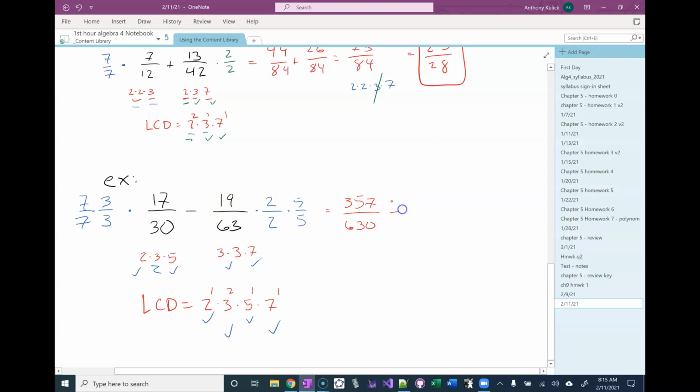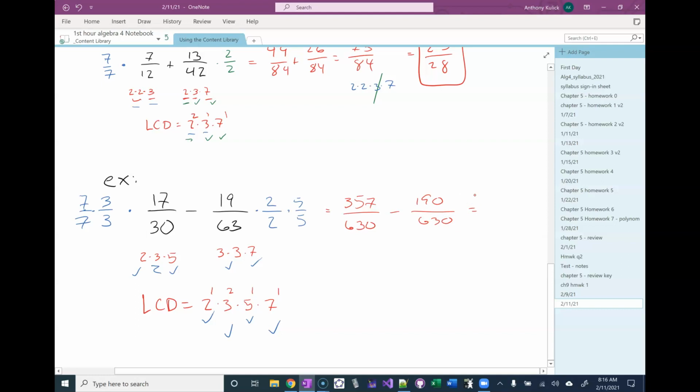You just multiply everything for us? That's how we multiply fractions. It's just straight across. And then, oh, that I don't need a calculator for. 19 times 2 times 5 is 190. And then 63 times 2 times 5 is 630.